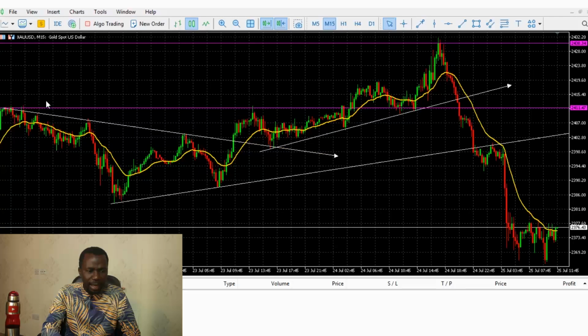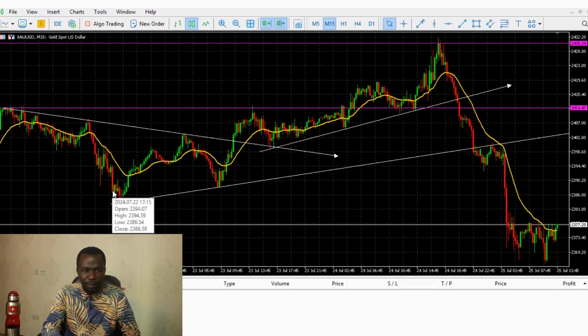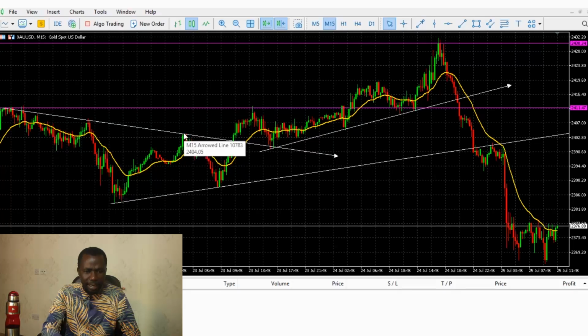So now I've drawn the trend line to connect the highs, right? Each time price comes to the trend line, I take what? A sell trade, right? Each time price comes to the trend line, I'll take a sell trade. So now as I've drawn the trend line, there is something I noticed.